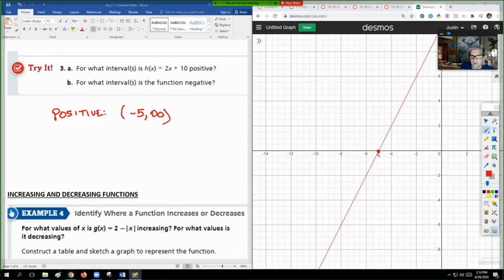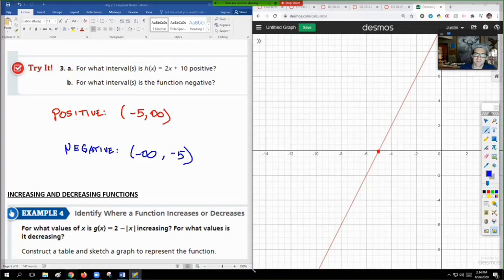Now, negative is where it is below the line. Well, remember, this is always kind of weird to think about, but the lowest number is -infinity. So let's write that out. So from -infinity, it's below the line, and it stays below the line until we get up to -5. All right, so hopefully that kind of clears some things up.